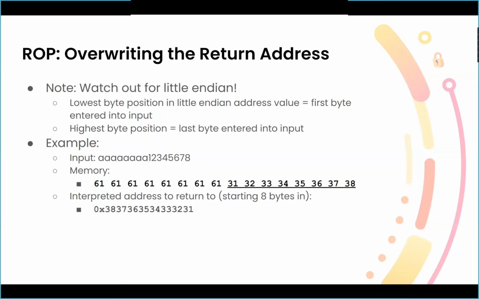And this is another example, right? You can see over here, there's another example. If you enter 1, 2, 3, 4, 5, 6, 7, 8, which is 31, 32, all the way to 38, the address will start with 38 as the most significant byte.